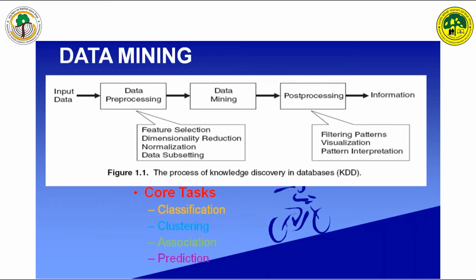In data mining, you require the knowledge drawn from the database. You can call it KDD, knowledge drawn from the database. So data inputs are there. You process it, clean it, and data mine it, then post-process. Data processing involves feature selection, dimensionality reduction, and normalization of the data set. Post processing is filtering the patterns, visualization, and other things. Already I spoke about visualization.